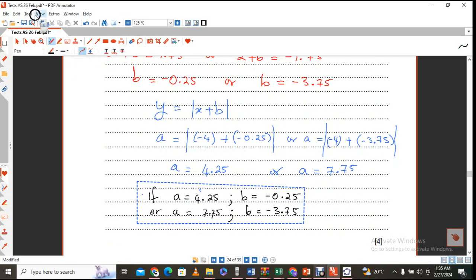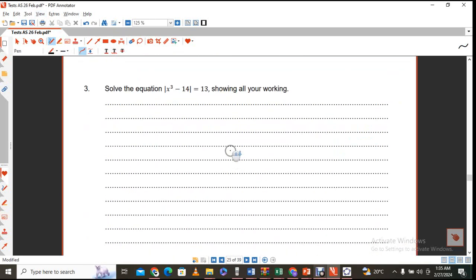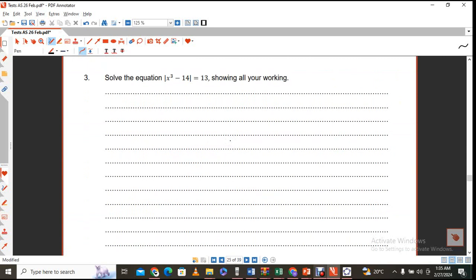All right, straightforward question. Let's get to question 3. Solve the equation. The absolute value of x cubed minus 14 is equal to 13. So of course, you're going to drop the absolute value signs and you're going to let it equal 13 or let it equal negative 13. In this case, you're going to have x cubed minus 14 equals 13, or you're going to have x cubed minus 14 equals negative 13.